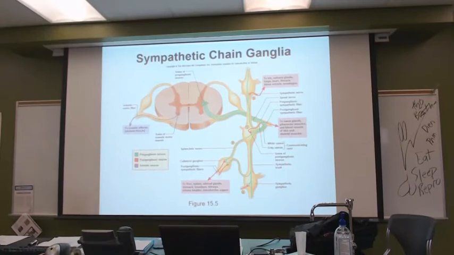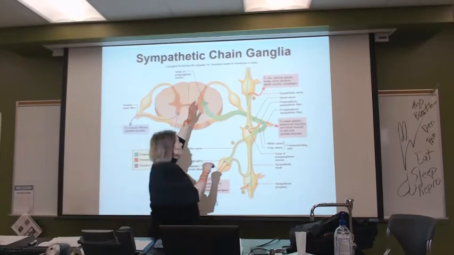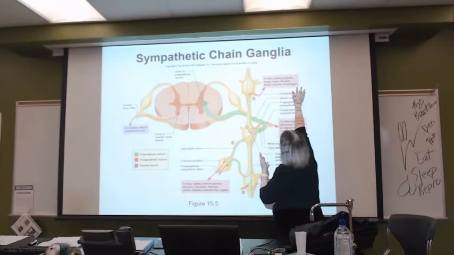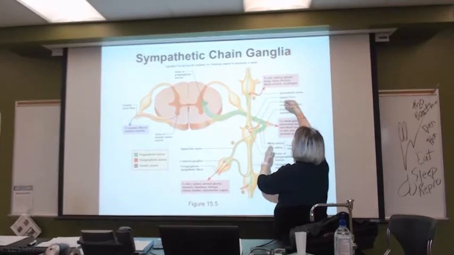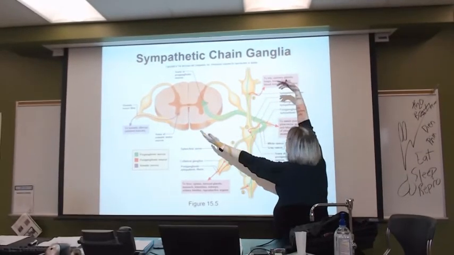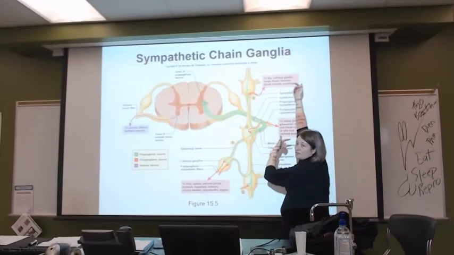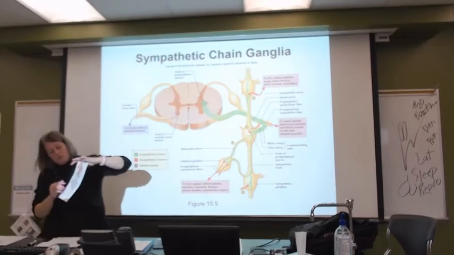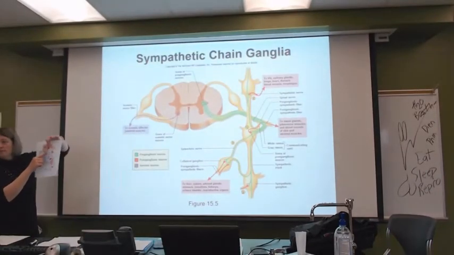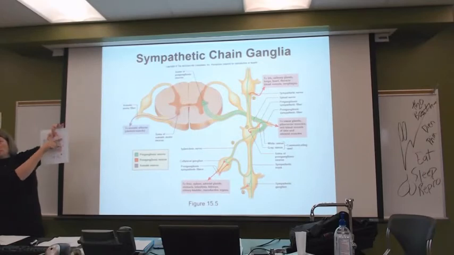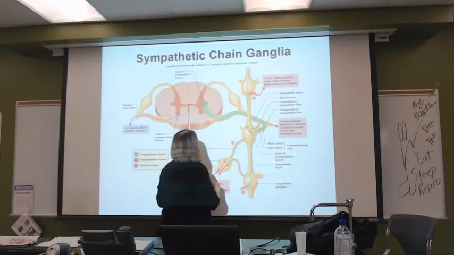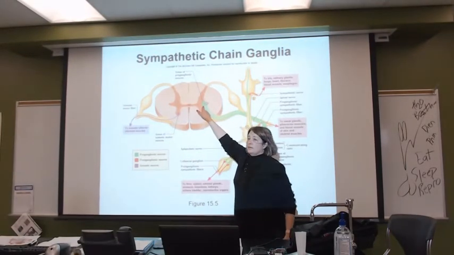So, these can go up my chain. They can go do stuff like to the eyes, to the salivary glands, to the lungs, to the heart, to the blood vessels, esophagus. Where do you see the ones that are going up, going to? Those areas, right?